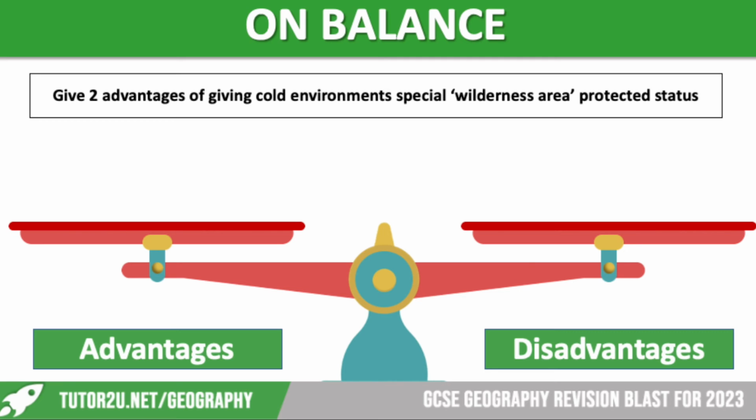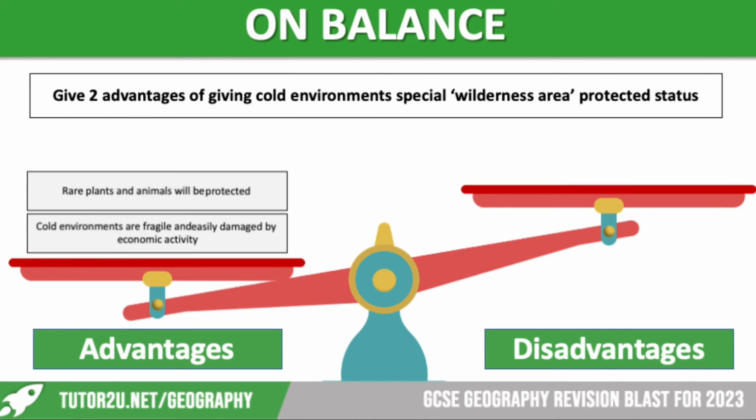So what would be some of the benefits of that? Again, you might want to pause the video here to enable you time to write down a couple of benefits. So 2 advantages of giving cold environments special wilderness protected status. Let's have a look at some of these advantages. So rare plants and animals will be protected. That's obviously really important. And we've mentioned earlier that cold environments are fragile and they're easily damaged by economic activity. Because they're so cold, it takes land much longer to recover from any damage.